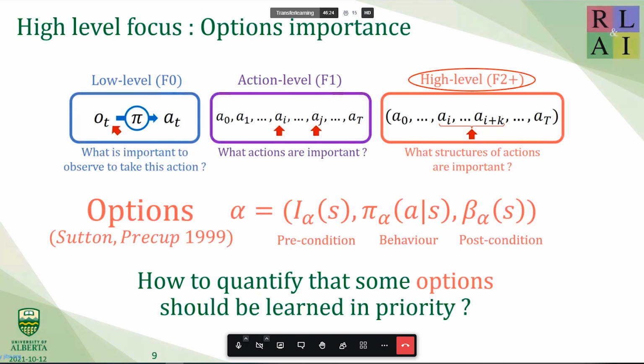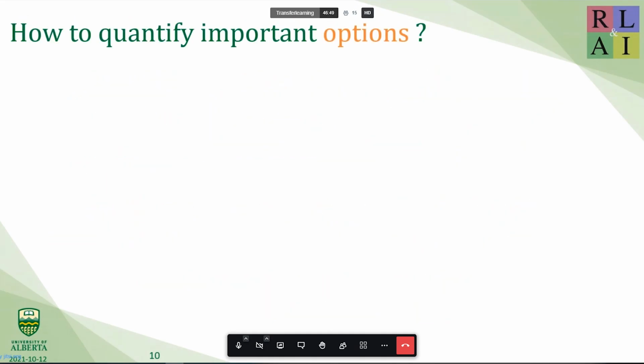Options are not something that I invented. My question was how to quantify that some options should be learned in priority. For example, in life, you have a whole lot of options to learn, but you can't learn everything. You have to start somewhere. And so, how do we quantify that some options should be learned first if you want to achieve some goal?